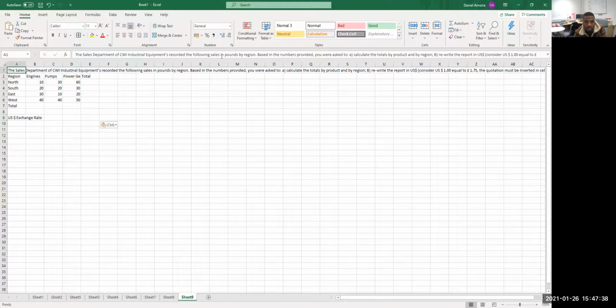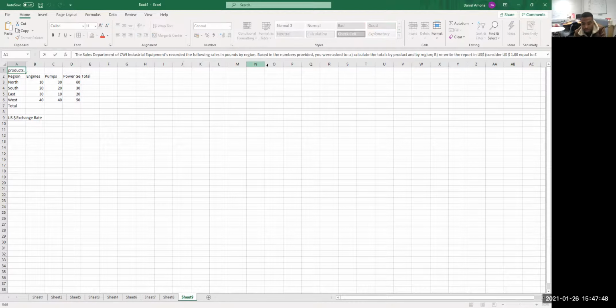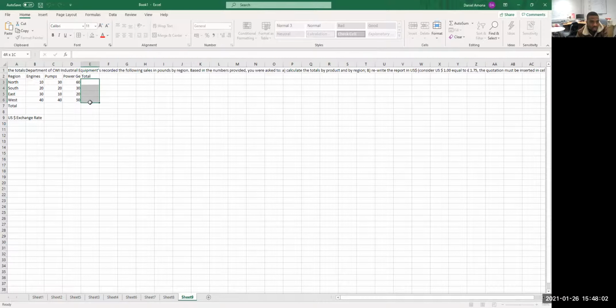We've seen what has been asked of us. The Sales Department of CWI Industrial Equipment recorded the following sales in pounds by region. Based on the numbers provided, you're asked to calculate the totals by products and by region. Totals here will be by region: south, north, east, and west.